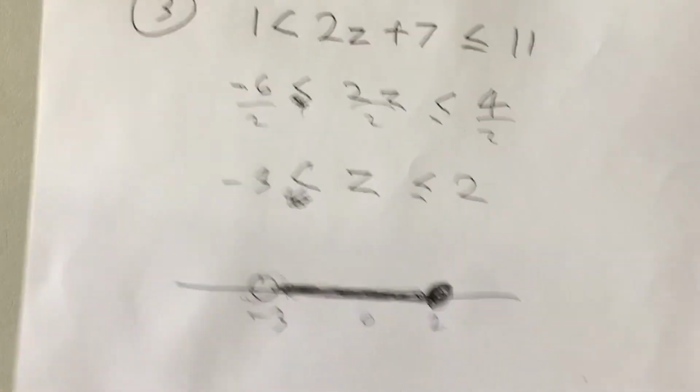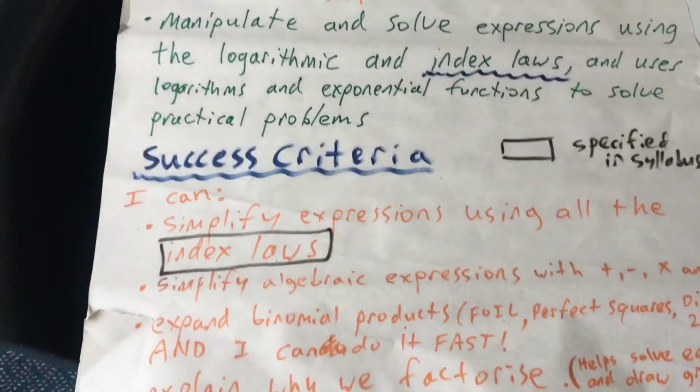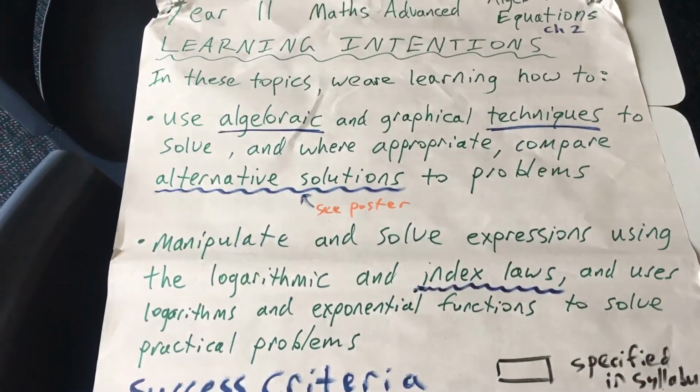And that's what these exercises are on. So now's a good time to work on exercise 2.02, first column. But just before you go, I'll just take this off here and go over to the learning intentions and success criteria. Okay, so there's the learning intentions up there.